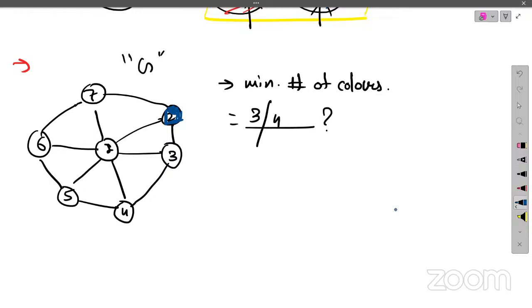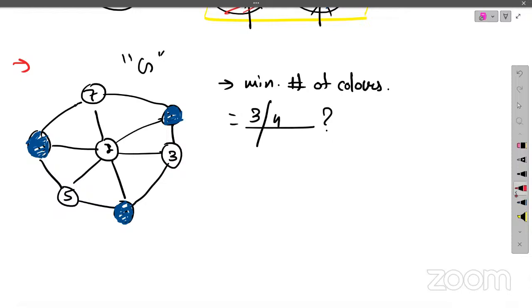We cannot color vertex number 1 with blue because obviously these two are connected by an edge. We cannot use blue for vertex number 3. We can use blue for vertex number 4 because 4 and 6 are not connected. Similarly, we cannot use it for 5, but we can use it for 6. Now there is no vertex which can be colored by blue. Now we come to a situation where we have to take another color.